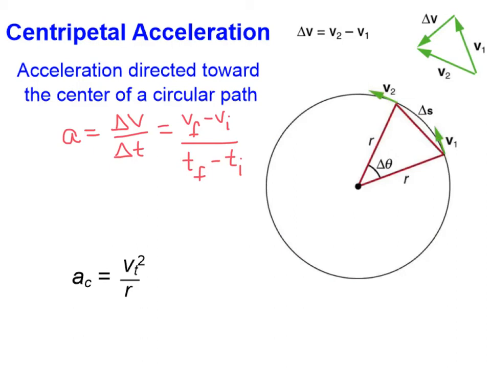We know that velocity is a vector, so there are two ways acceleration could be produced here: a change in the magnitude of the velocity or a change in the direction of the velocity.